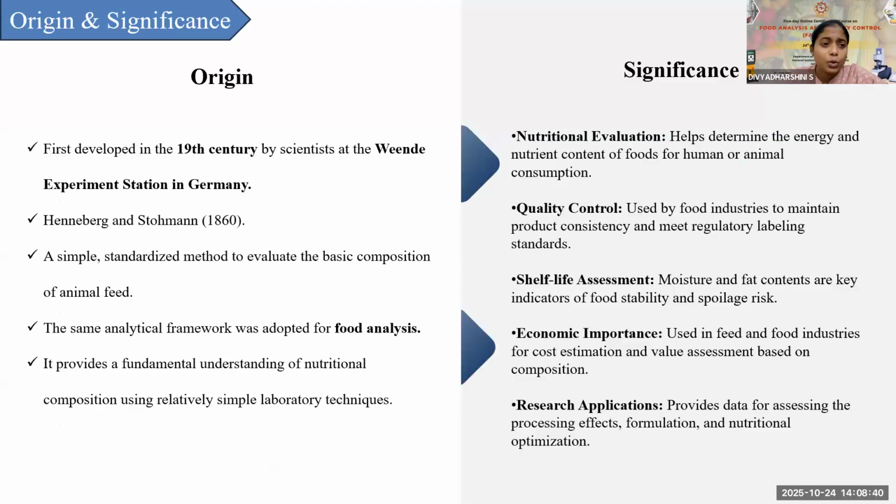So I have discussed what proximate analysis is. Its origin: it was first developed in the 19th century by the scientists Henneberg and Stohmann in 1860, at the experiment station in Germany. Initially it was a standardized method for evaluating the composition of animal feed, like silages and fodders. Just as for humans we need nutrition and dietetic charts, for animals they started a standardized method to evaluate the basic composition available.